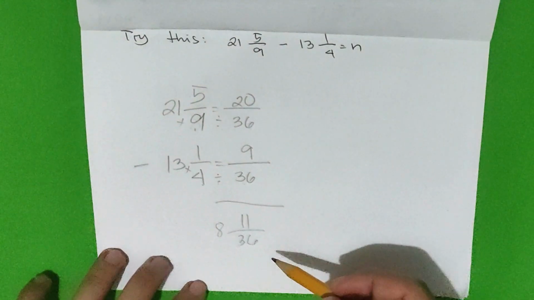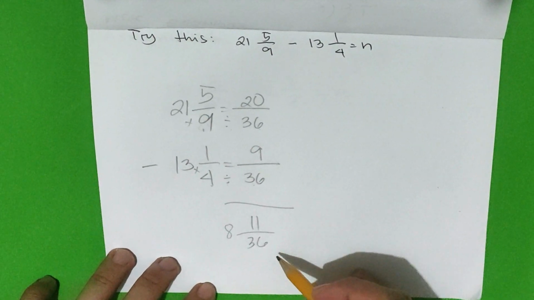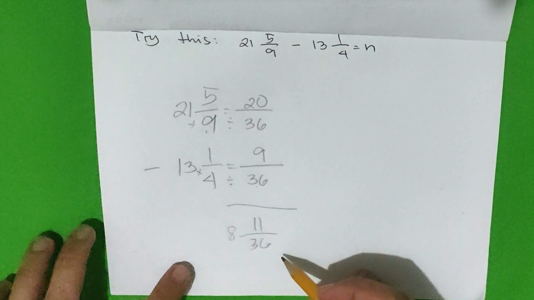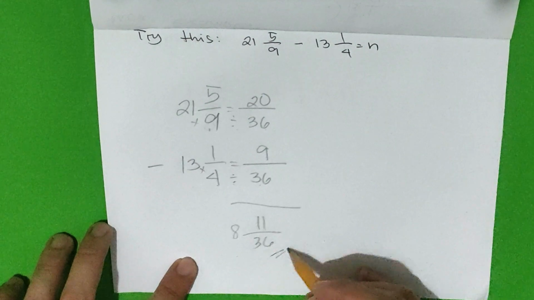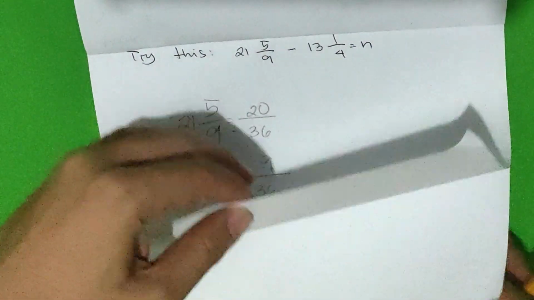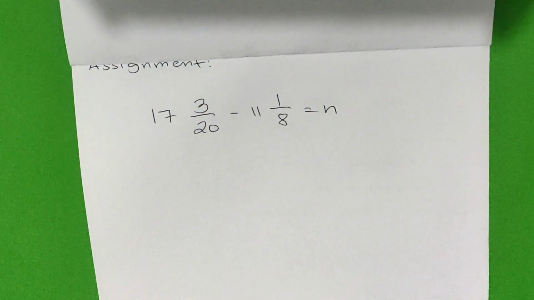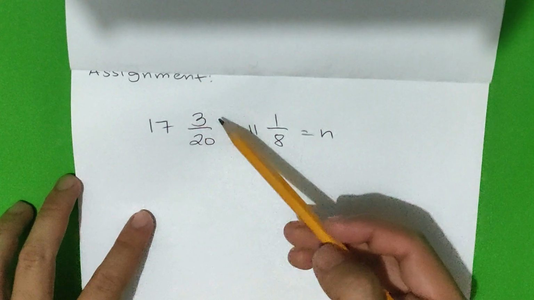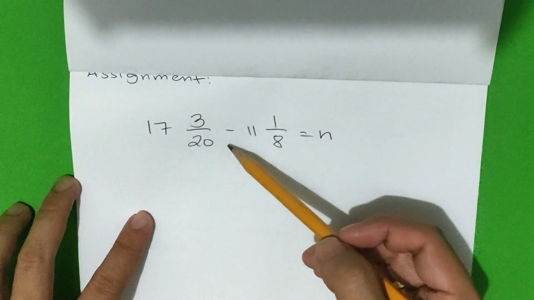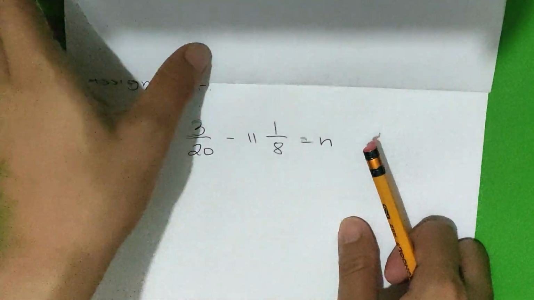And let's see if we can still reduce our difference to lowest term. So I think our difference is already at its lowest terms. No need to do that. Okay, so for your assignment, answer this. 17 and 3/20 minus 11 and 1/8 equals n.